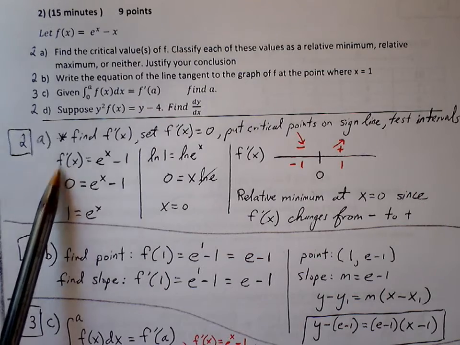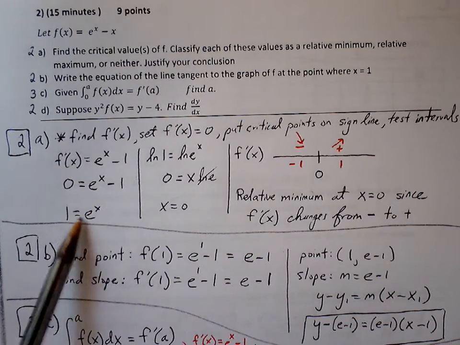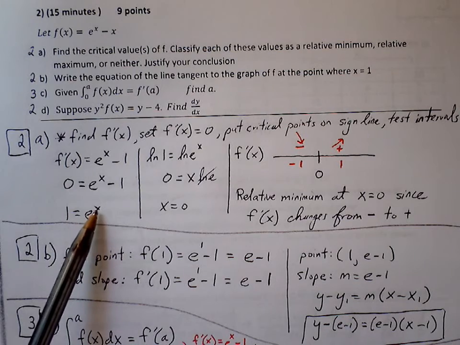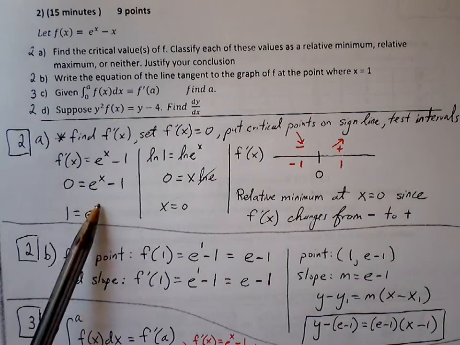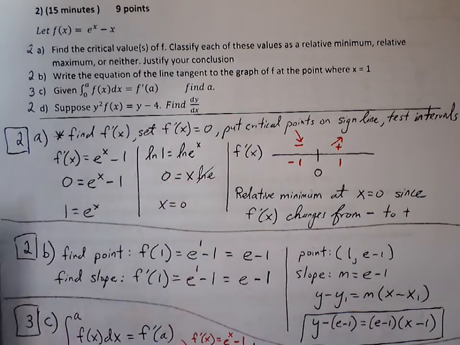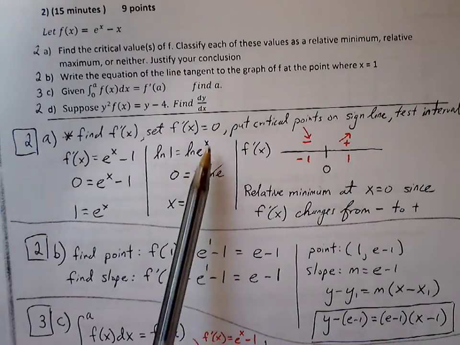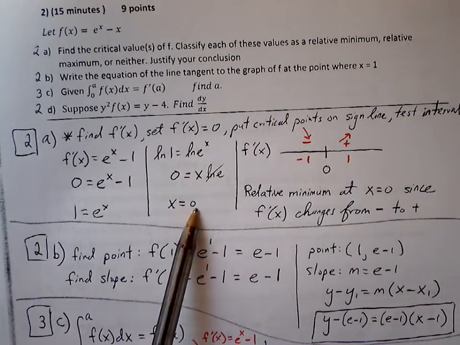We set our f prime equal to 0. We solve for x. We get e to the x equals 1. I want to solve for x, which is sitting up in the exponent region. So the way we can bring it down is we can introduce natural logs to both sides of the equation. We say natural log of 1 is equal to natural log of e to the x. Bring the x down in front. Natural log of e is 1, so x equals 0.